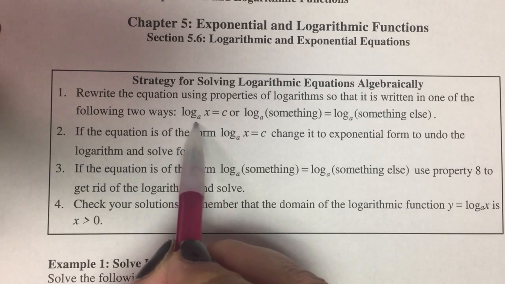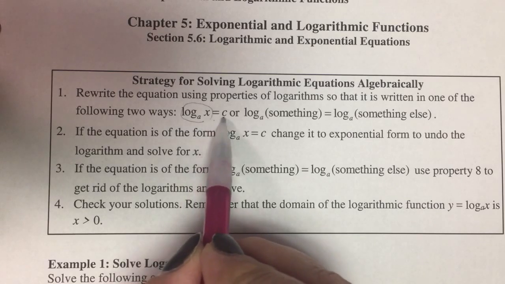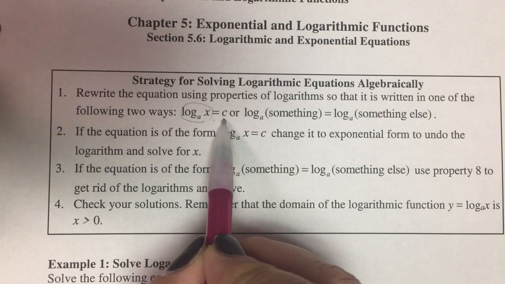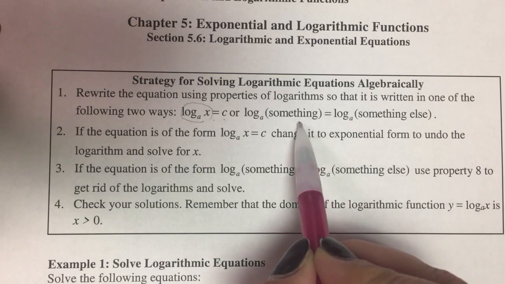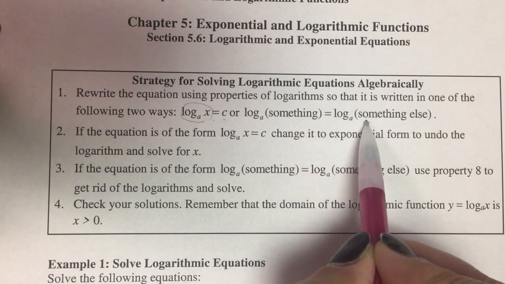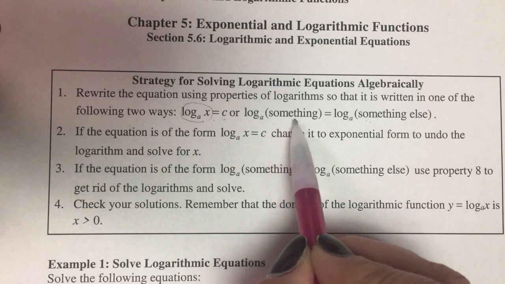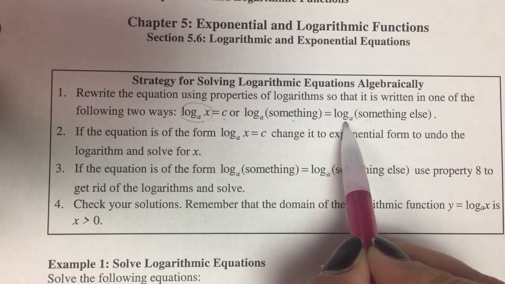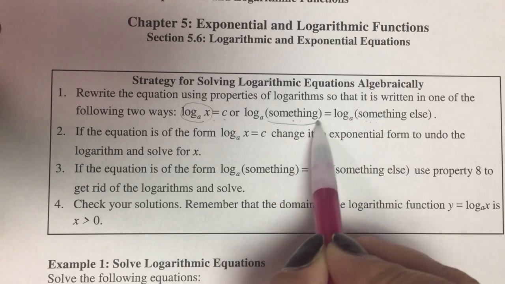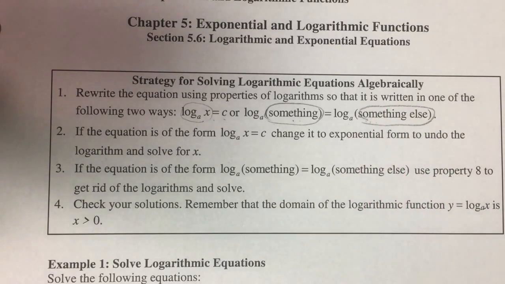If you can get the log statement alone on one side and have it equal to a value c, then you're going to solve it one way. That way is going to be using your definition. The other way is if I can get two single log statements on both sides, and then you'll remember the property that said if I have the log base a of something equals the log base a of something, then you just take the two somethings and you set them equal to one another.